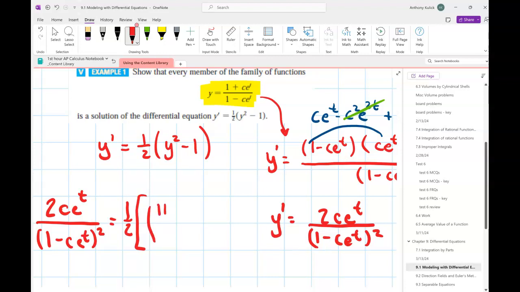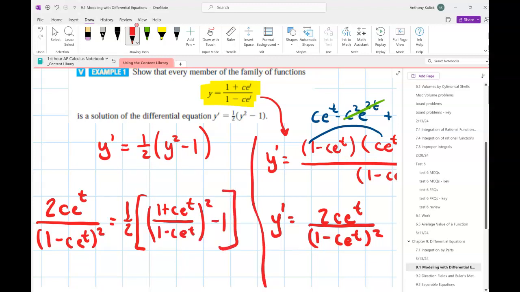So y squared is going to be my y, and then I have minus 1, right? Does everybody feel okay with what I've written so far?